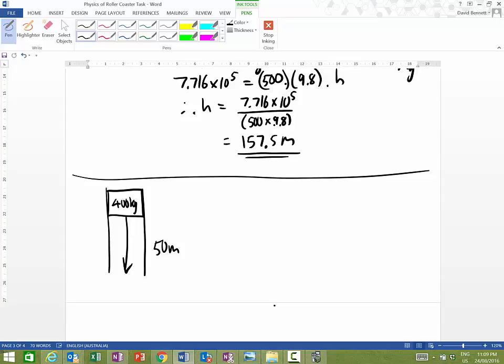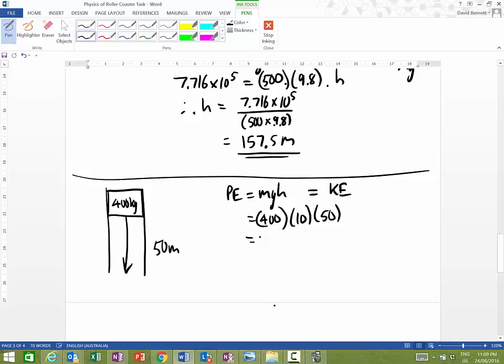We can either work out the potential energy at the top and say that's equal to the kinetic energy. So we can say potential energy equals mgh, and that would then be equal to the kinetic energy. So that would be simply 400, gravity, we'll use 10 in this case, and 50. So that will allow me to say that's equal to 4,000 times 5.